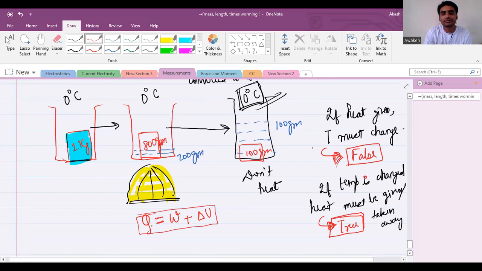Say for example, I jump 100 times up and down. Has somebody given me heat? No. Will my temperature increase? No. Sure. You try jumping up and down 100 times, your body temperature will certainly increase.